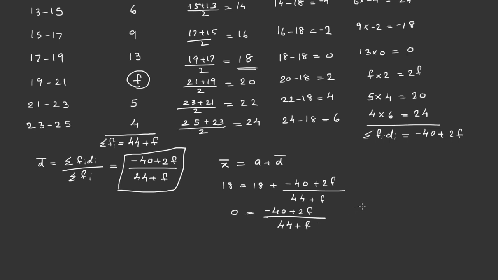Cross multiplying, we will get minus 40 plus 2f is equal to 0, or 2f is equal to 40, or f is equal to 40 divided by 2 is equal to 20. Our aim here is to calculate f. So I calculated f is equal to 20. I think you understood how to calculate mean of group data in 3 methods, that is direct method, assumed mean method and step deviation method.